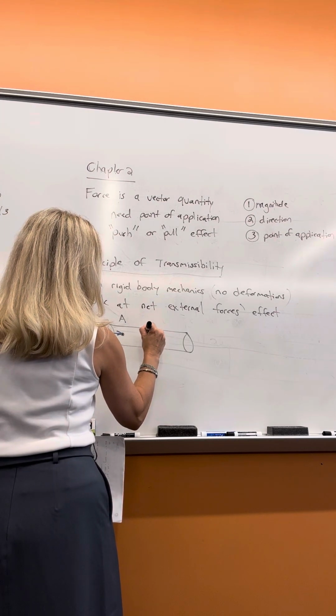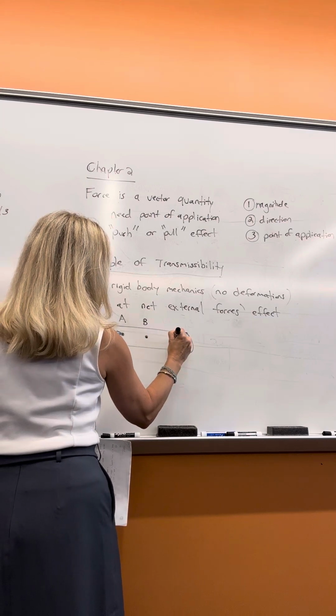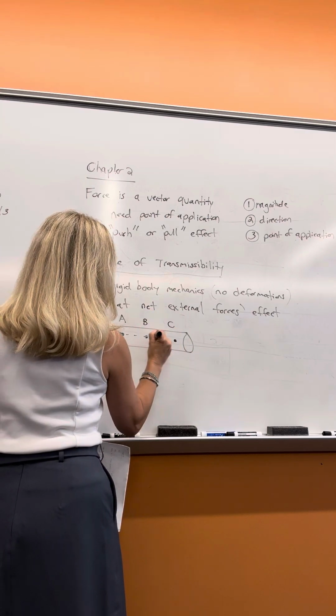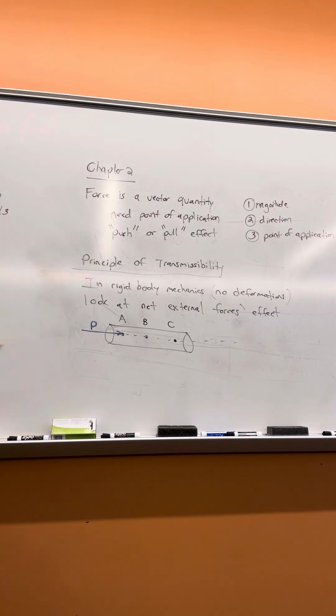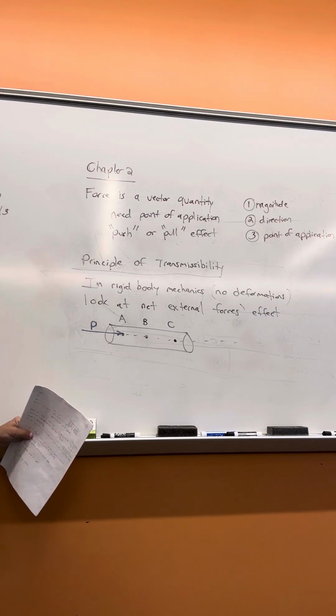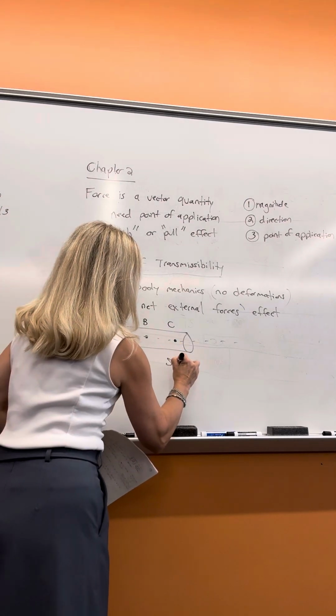Let's say that we have another point B here and another point C here along the same horizontal line. What is the effect at B? Is there any effect of that force P? What about at C? What do you think? Well, what we're going to... Go ahead. There would be an effect at B and C, right? Because it's on the same line of action of the force.